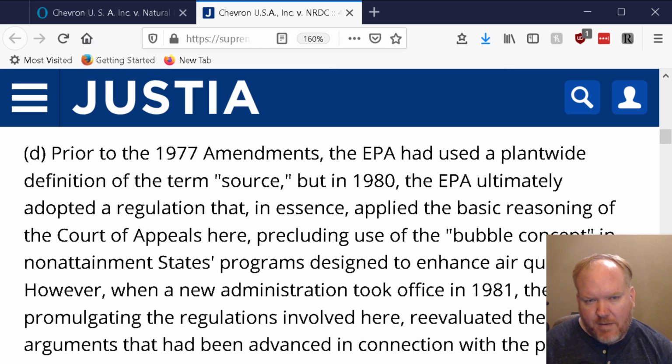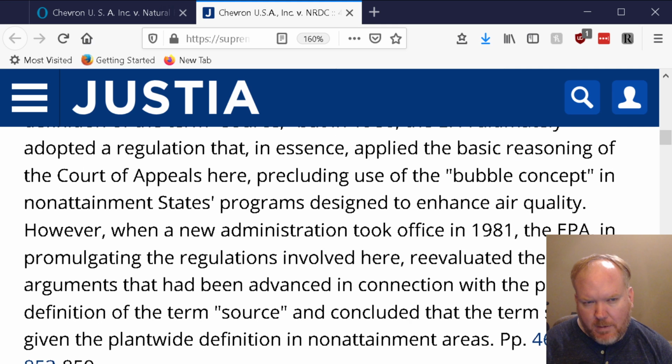Prior to the 1977 amendments, the EPA had used a plant-wide definition of the term source, but in 1980, the EPA ultimately adopted regulation that, in essence, applied the basic reasoning of the Court of Appeals, precluding the use of the bubble concept in non-attainment state programs. So they can't use the bubble concept.